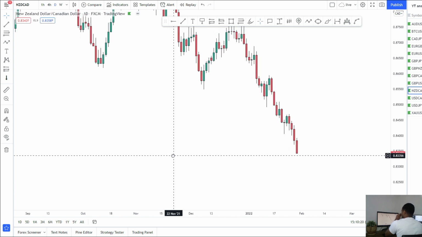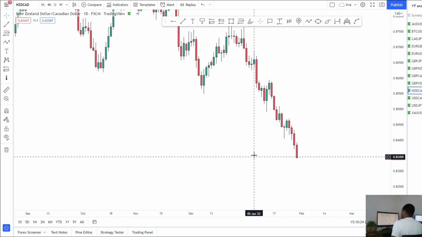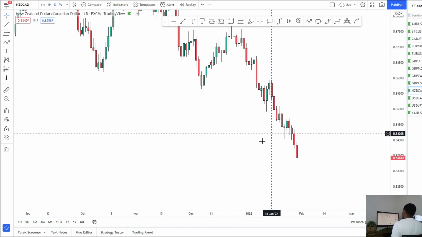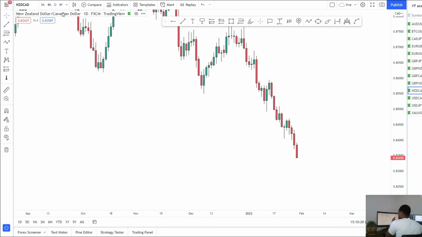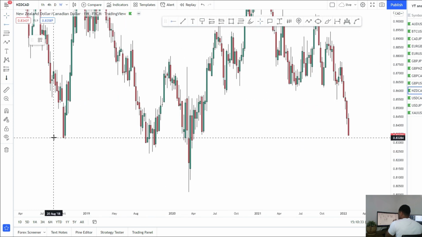Okay, so next up we've got NZD CAD. So as you can see, extremely bearish for this pair. We've been bearish on this pair for the past 3-4 weeks now, expecting more downside. Again, it's actually almost hit the target on the weekly time frame, which is this main support here on the left.